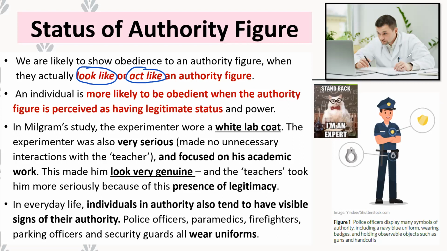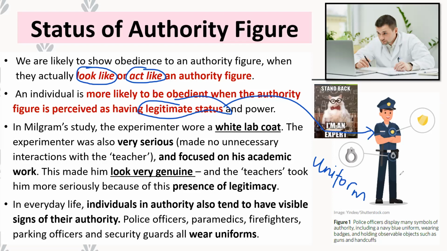So you're less likely to listen to him if he doesn't look like or act like the researcher or the scientific authority figure that he is. Okay, so the basic idea, guys, is that an individual is more likely to be obedient when the authority figure is perceived as having legitimate status and legitimate power. And remember, when we learned about types of power in the last spread, we talked about the fact that a lot of the time, different occupations in society have power because of their uniform. If you're a police officer, it's easier for you to pull someone over on the road and question them if you're wearing a police uniform.